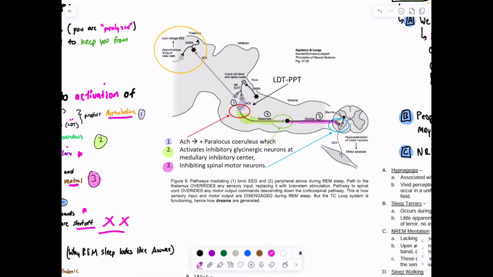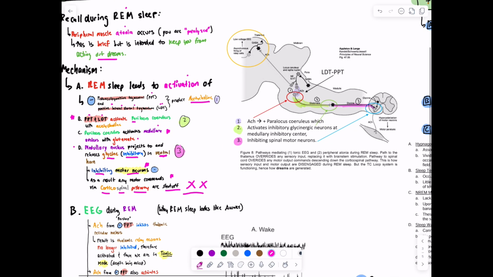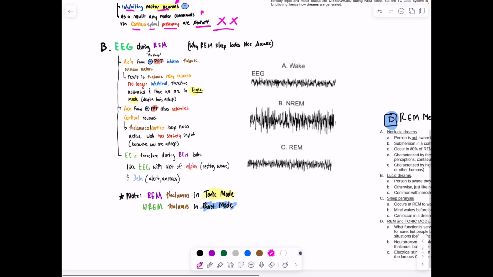This diagram right here shows acetylcholine coming from LDT and PPT, and they're going to give acetylcholine to the locus coeruleus, which is going to send an axon down and synapse on this medullary nucleus, and then the medullary nucleus is going to send an axon down to the ventral horn, and synapse on the motor neurons there, but it's going to make an inhibitory synapse to keep those motor neurons from discharging and causing the muscle to contract when you do get a signal from the corticospinal pathway, the voluntary muscle movements.